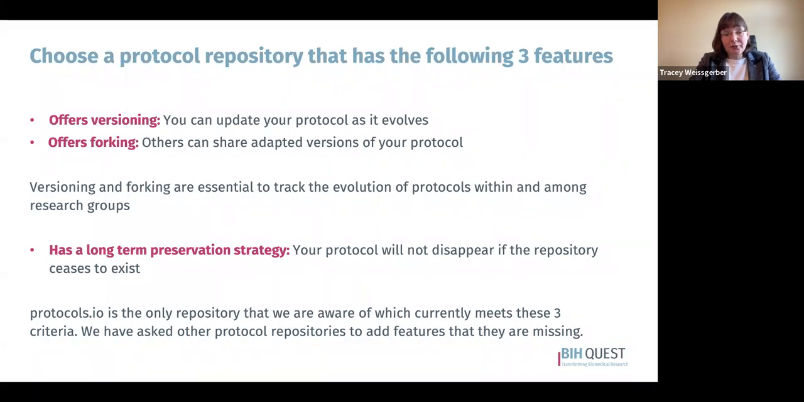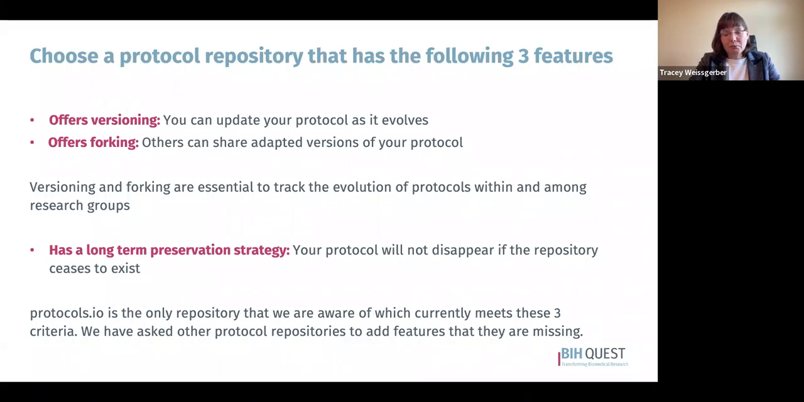The first 2 are that the protocol repository should offer versioning and forking. Versioning allows you to post an updated version of your own protocol as it evolves, whereas forking allows others to share adapted versions of your protocol to show how they're using it in their own research or in another context. Versioning and forking are very valuable features because they allow us to track the evolution of protocols both within and among research groups.